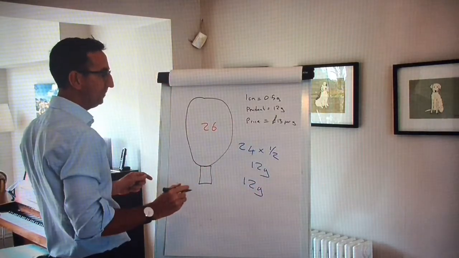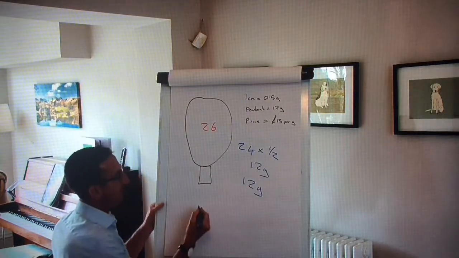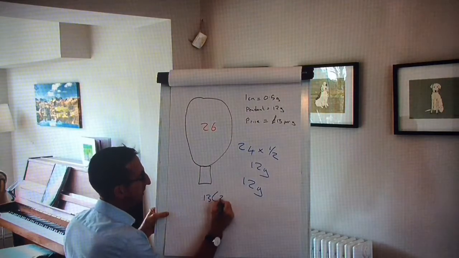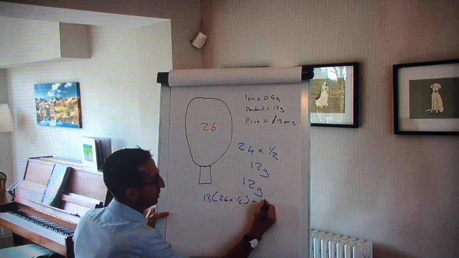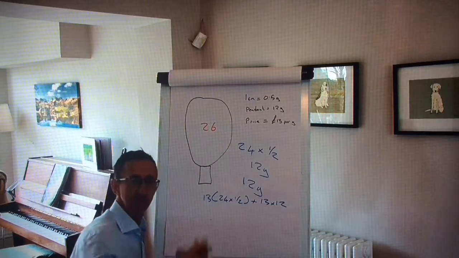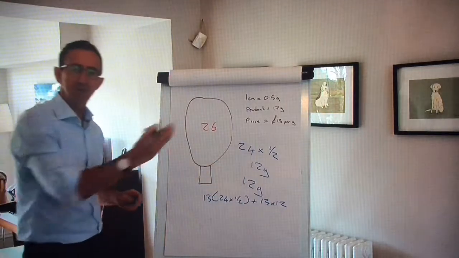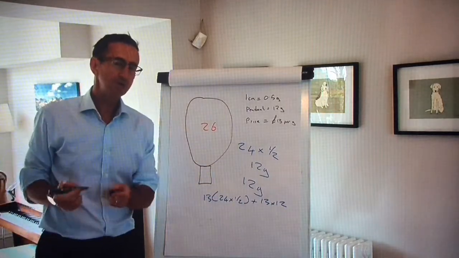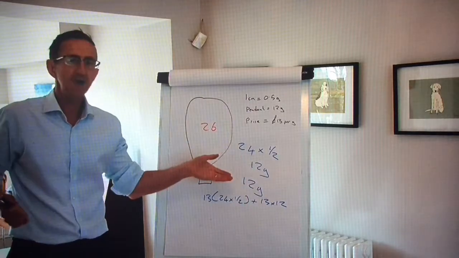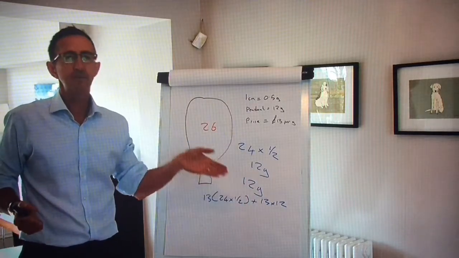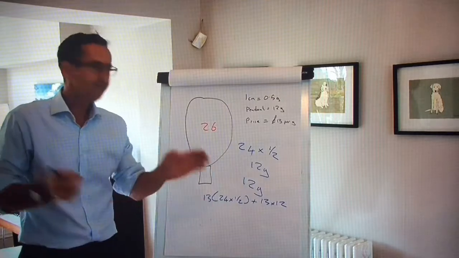Gold is £13 per gram. So what you've got to do is something like 13 times 24 times a half plus 13 times 12. And they can simplify that. You could say, what if you didn't know the length of the chain, and then you could substitute a letter variable in. That's the first part of this activity.